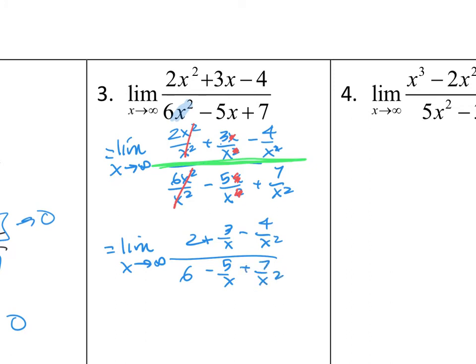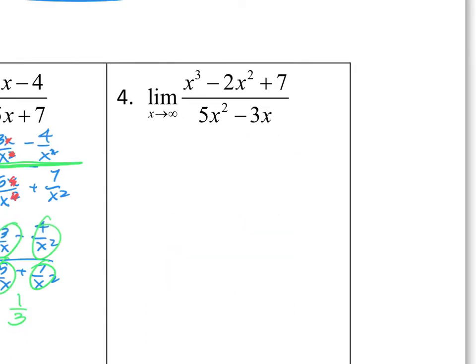So what we end up with, this is 0, this is 0, this is 0, this is 0. When we talk about those limits, when we have that rational function with the x or the power of x in the denominator, what we are left with is 2/6, which is really 1/3.